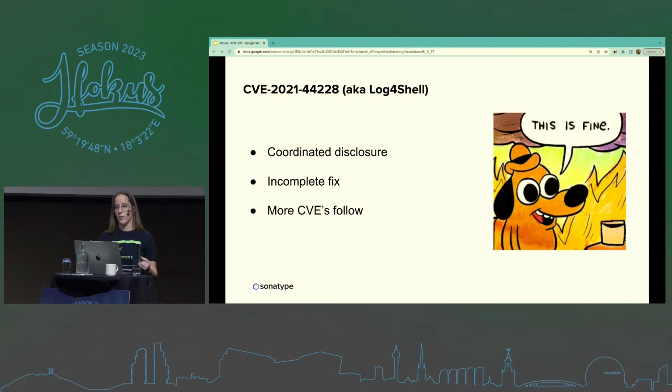So first thing that happened was the fix was not as complete as they thought it would be, so it was a 0-day for a little while with no fix available, and then 2 or 3 more CVEs within that same month then came out. So it does unfortunately get a little bit messier than that coordinated disclosure.